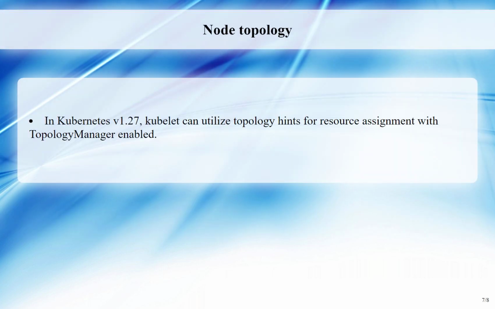In Kubernetes v1.27 stable, with the Topology Manager feature gate enabled, kubelet can utilize topology hints for resource assignment decisions. More information on controlling topology management policies on a node can be found in the documentation.